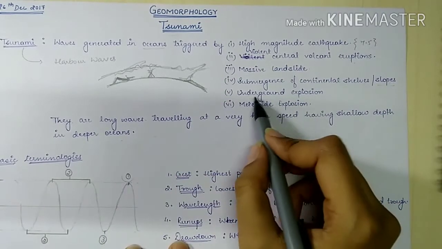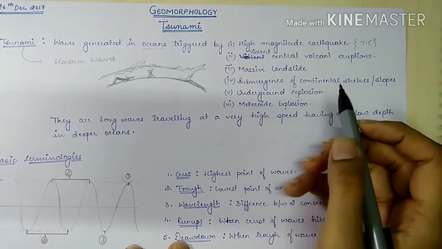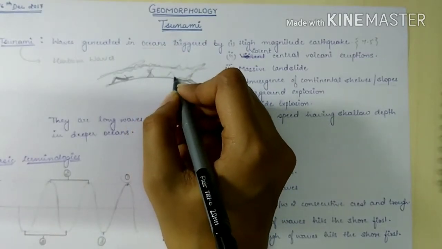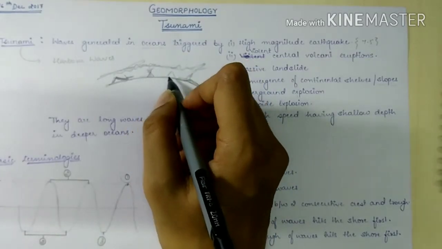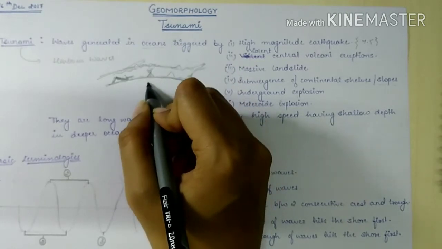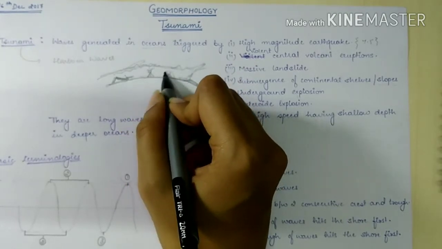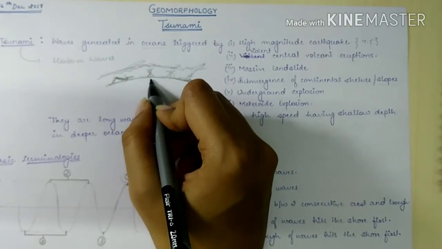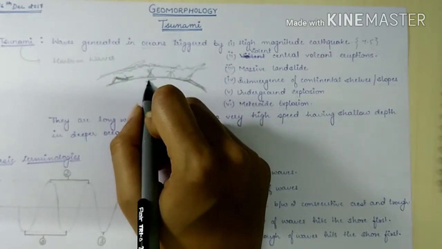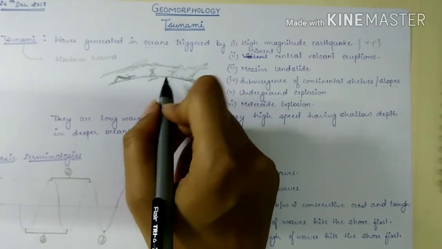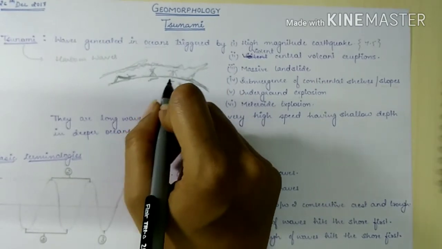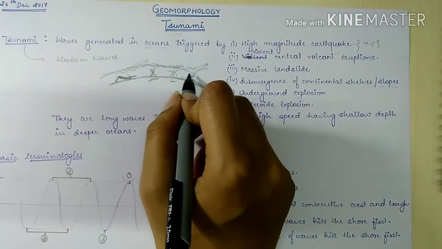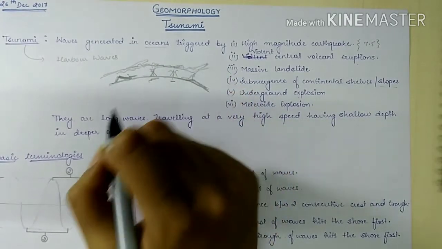Next is underground explosion. Like volcanic eruption, there are various gaseous explosions also beneath the earth's surface. There are various gases which erupt out. Same as in volcanic eruption, the gaseous explosion causes movement of the water surface, which leads to tsunami.